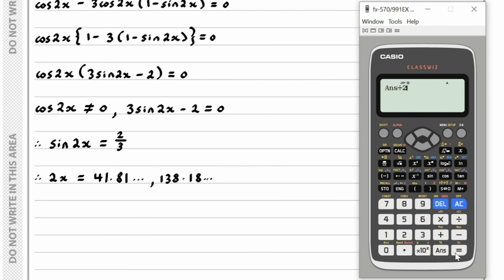So if I divide these values by 2 to find out what x is to one decimal place, I've got a solution of 69.1 degrees, and I also have 20.9 degrees, and these solutions are given to one decimal place.